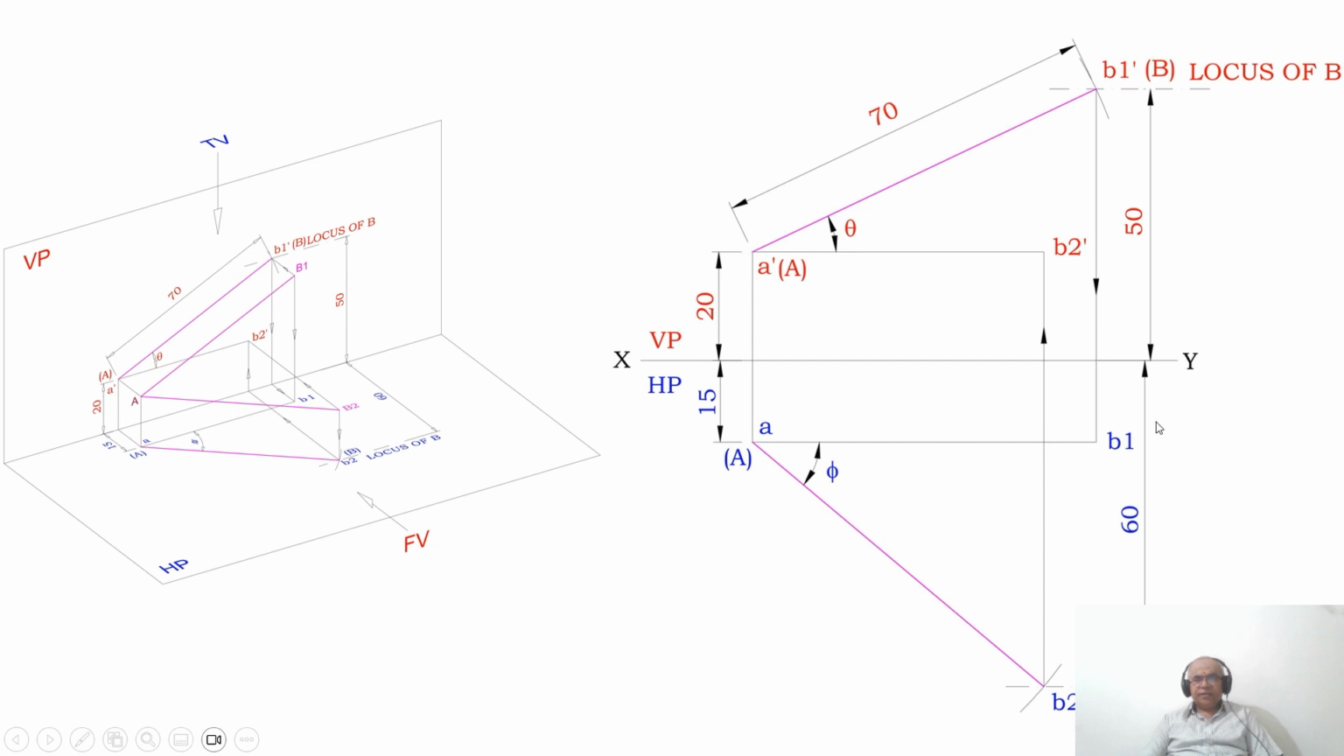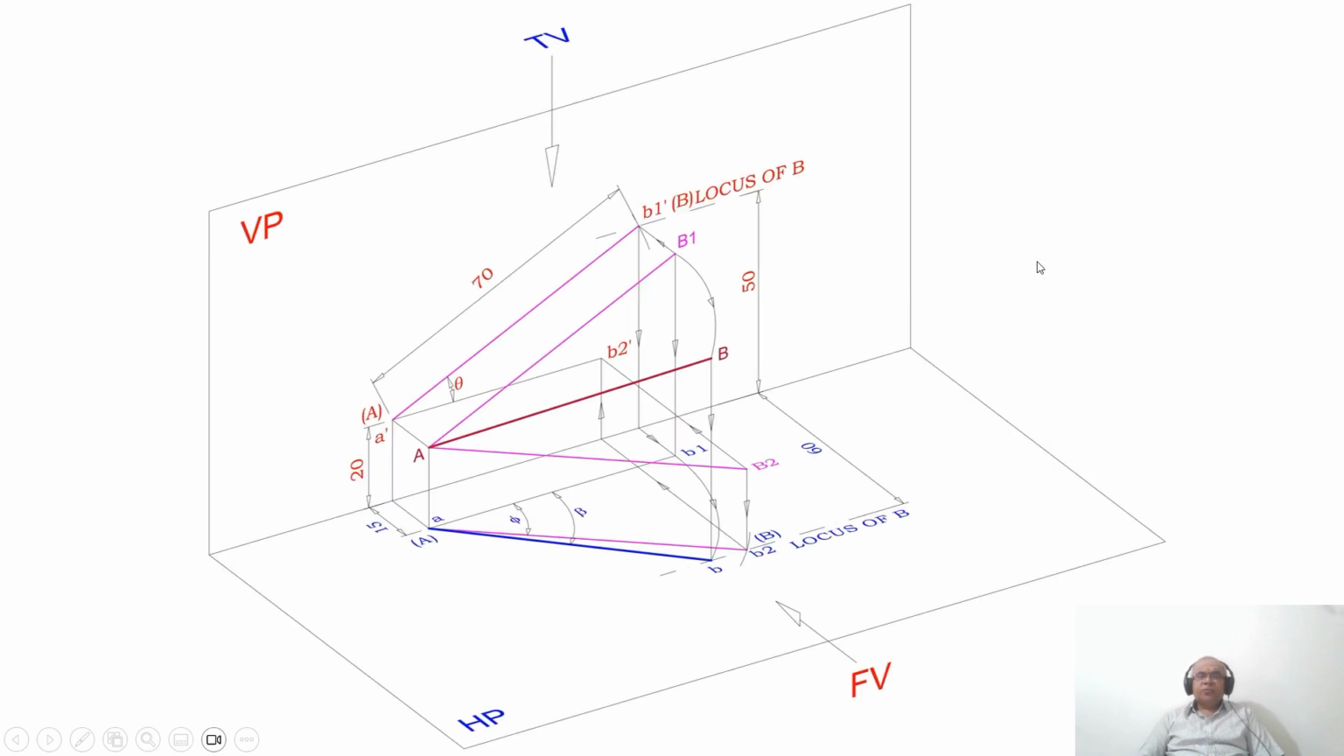So this is the true length in the vertical plane. That means AB1 is parallel to VP. Therefore, you are getting the true length in VP. So you got A dash and B1 dash. This is how you will be able to write the data which was given in the problem. And we were able to find out the front view true length and also the top view true length.